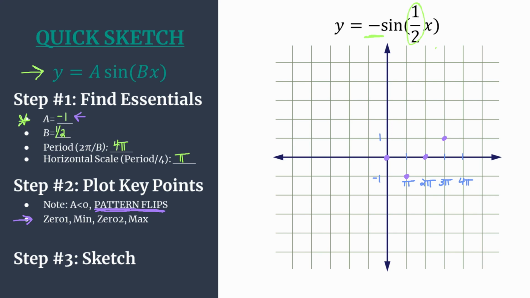Super easy, sketch in the sine curve. Okay, so you start your sketching here, a nice sine curve. The pattern will start repeating at 4 pi. And so you can just repeat this pattern for as many cycles as you need. You've got a great sketch for y equals negative sine of 1/2 x.